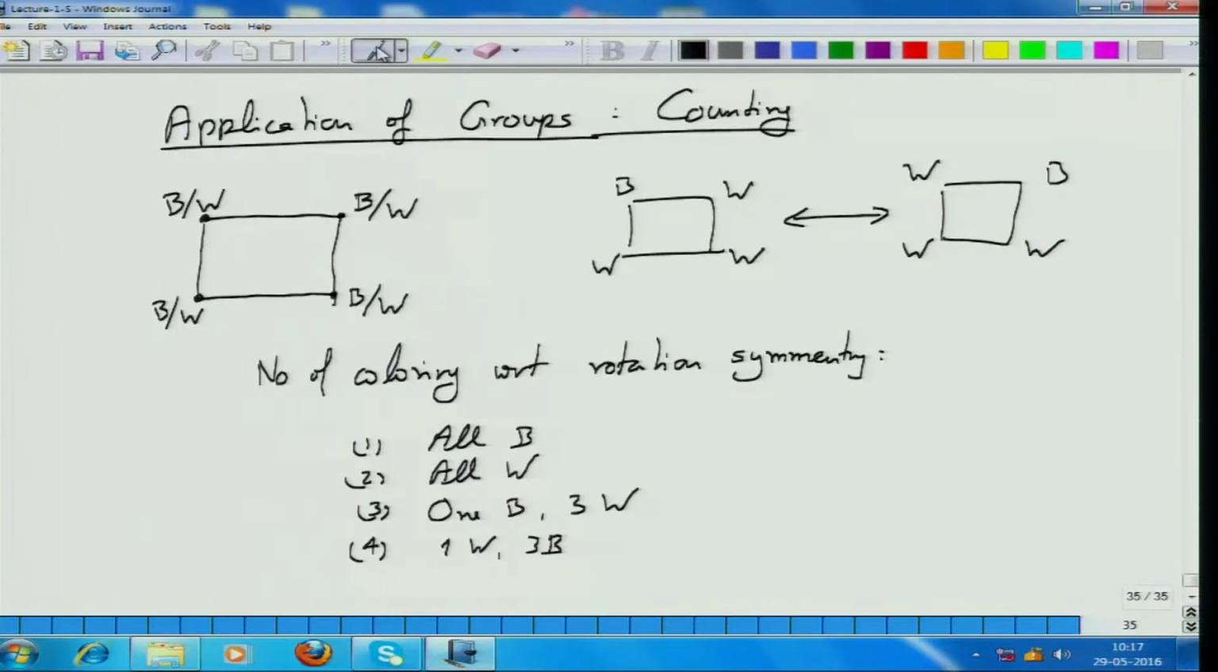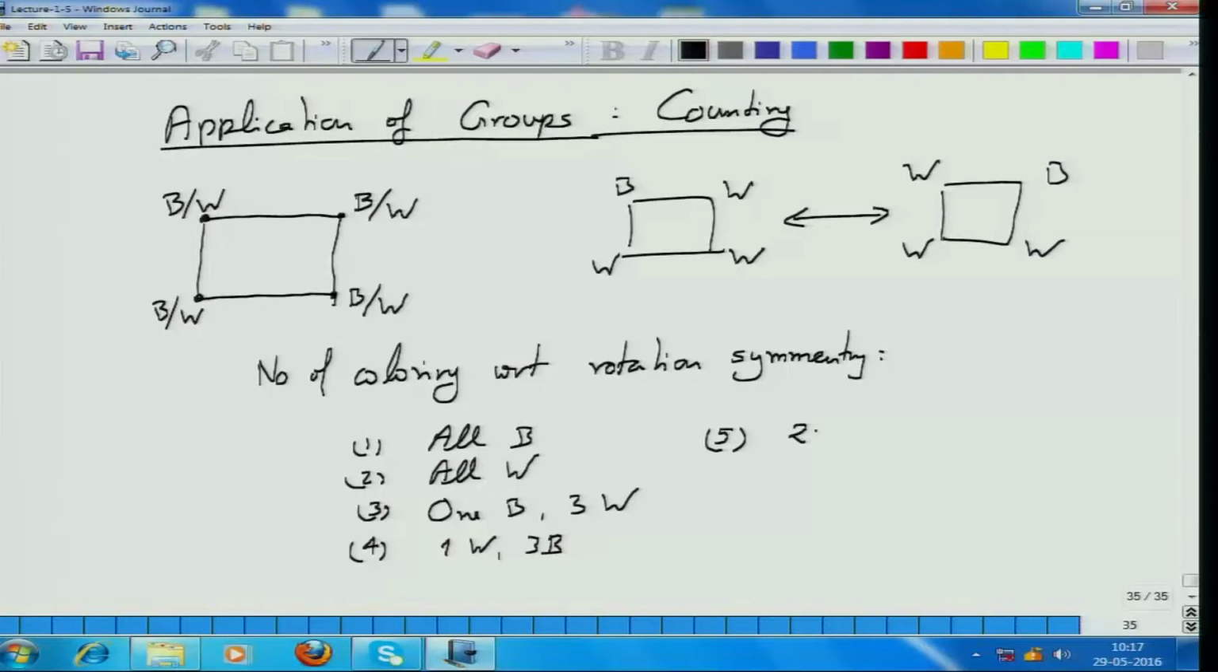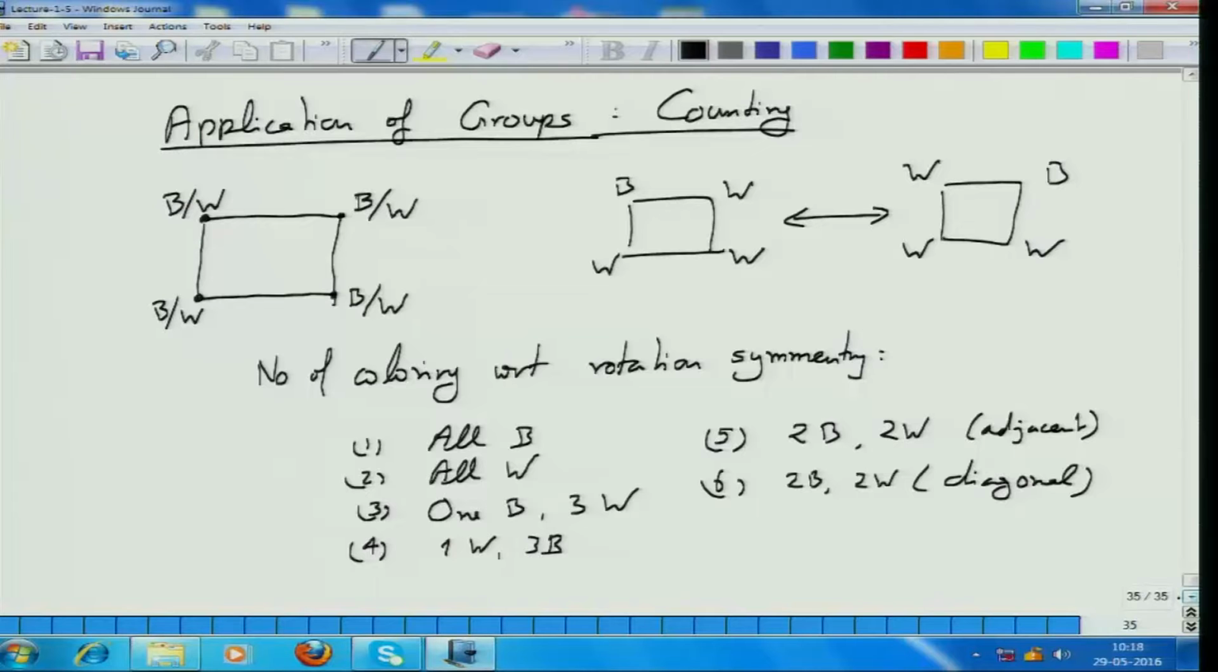Then, how about two whites and two blacks? How many colorings are there? Two, right? We can color adjacent vertices as black or the diagonal vertices as black. And then all other possible colorings can be extracted by symmetries. Adjacent, two black, two white, diagonal. So we get 6 different colorings, and that's it. There are no other colorings possible. So that is simple enough.